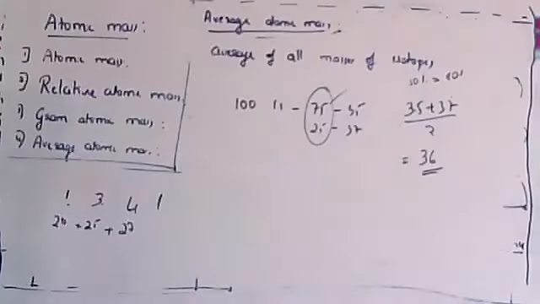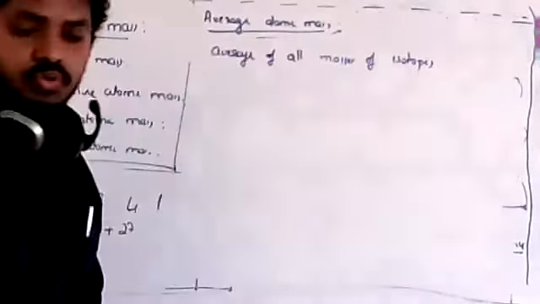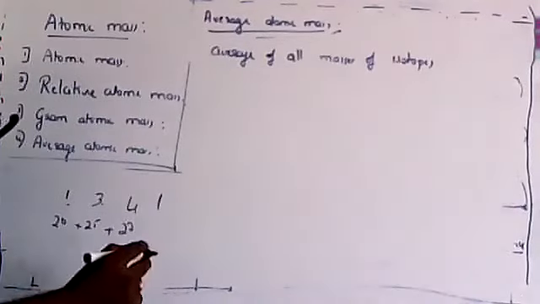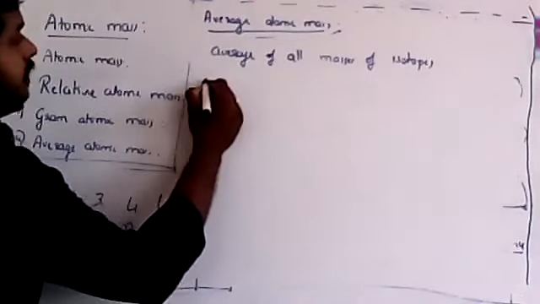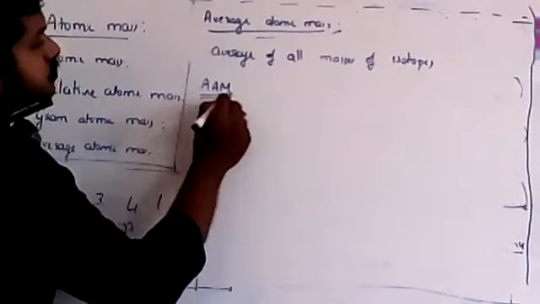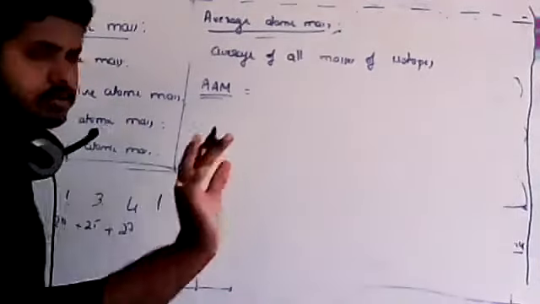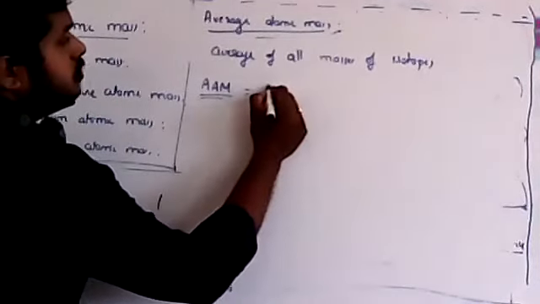Okay, then we'll go for the next one now. Average atomic mass is the mass of all the isotopes, so you can use this formula. There are only 2 minutes left, so we'll try to hurry now. I'm writing it this way because there is not much time left.